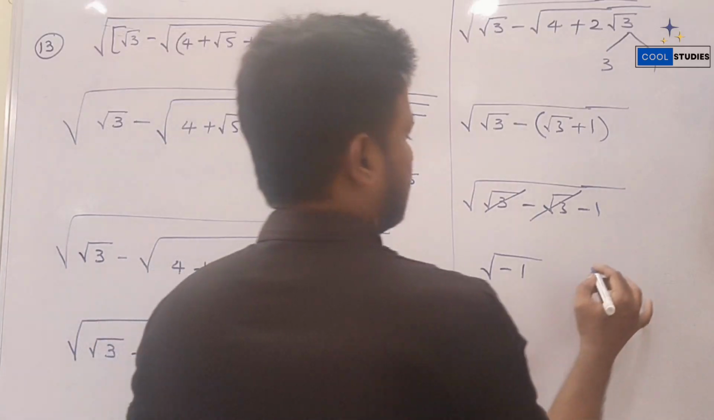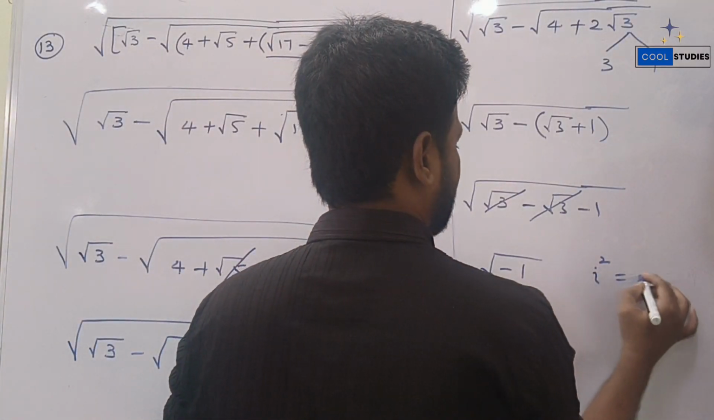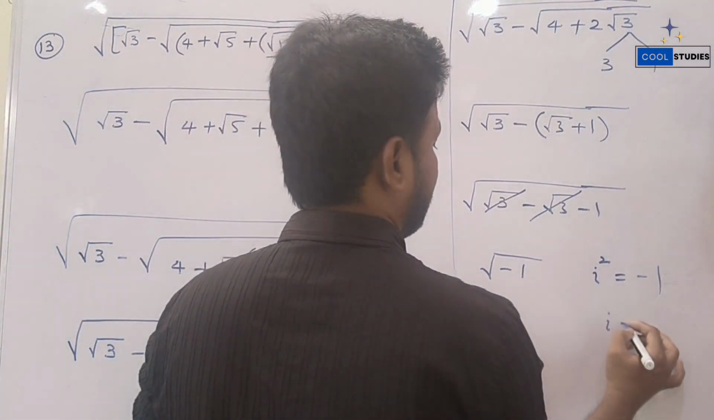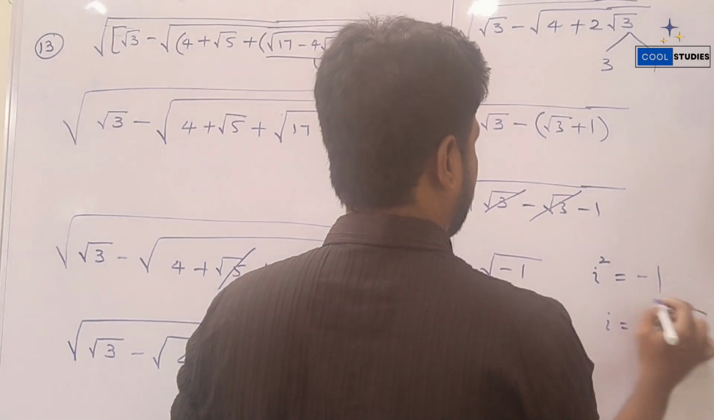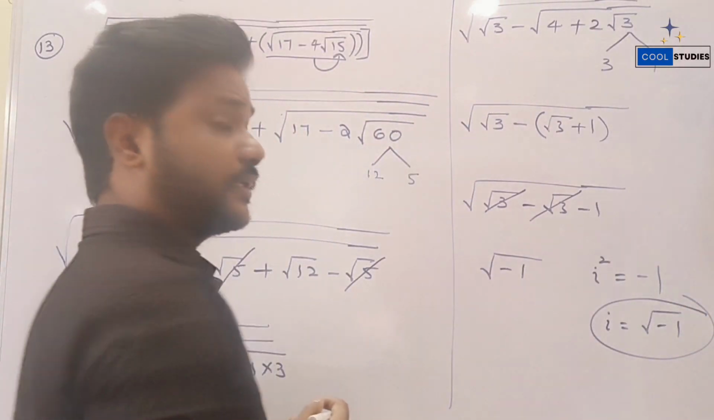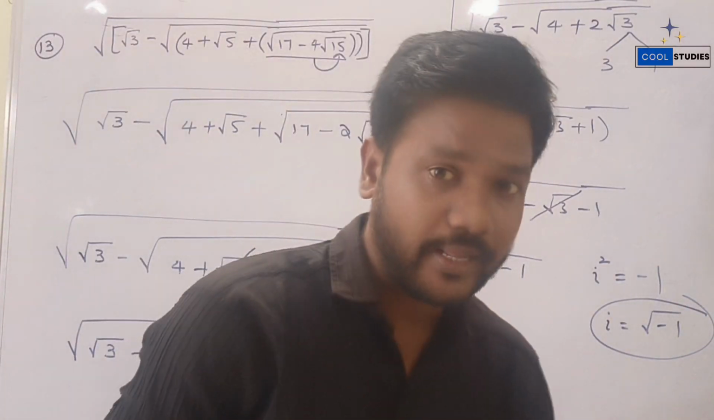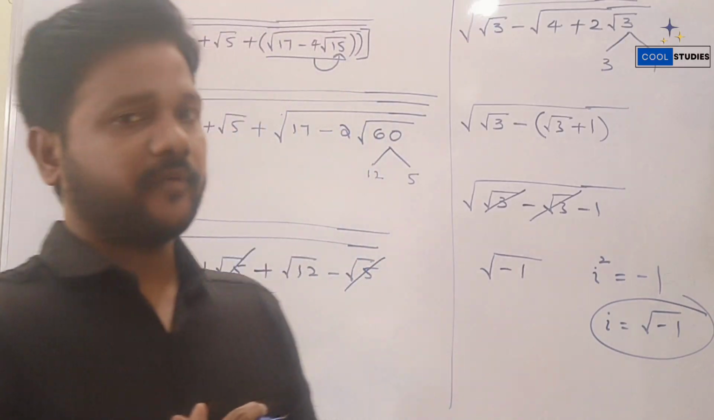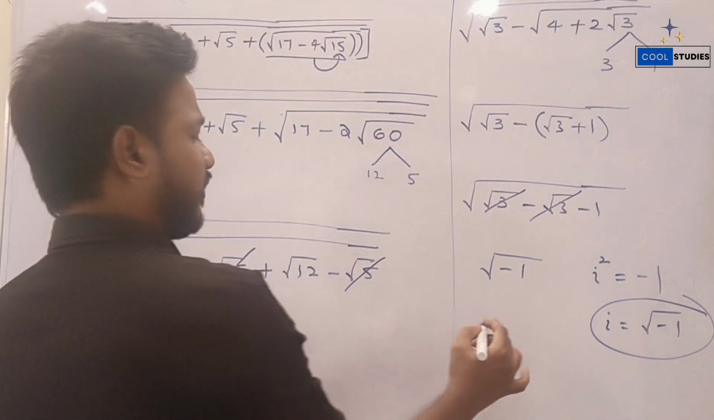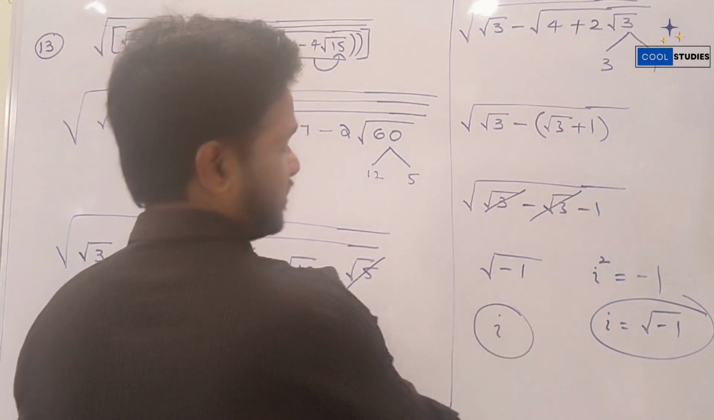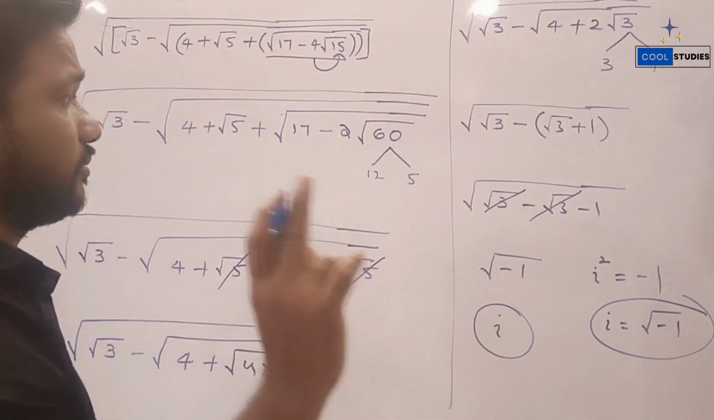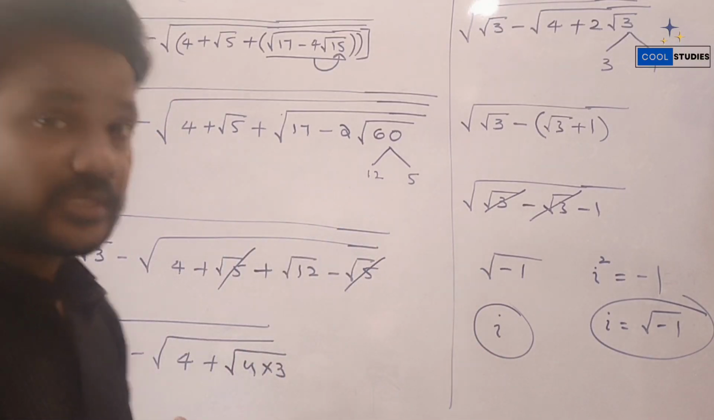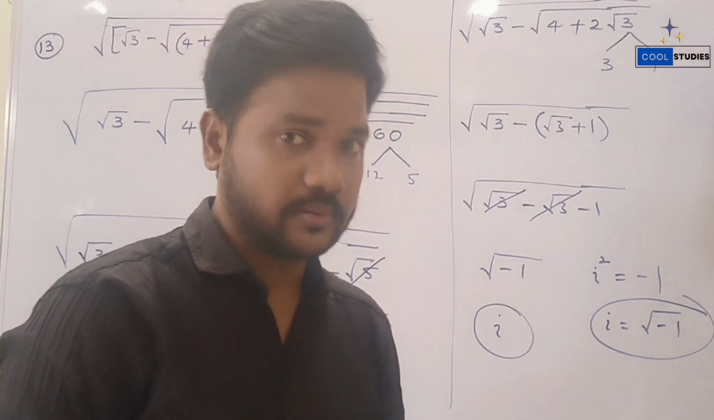Generally we know that the value of i square is minus 1. Then i value is root over minus 1. This i we call here iota. What we call here? Iota. So what is your final answer? i is your answer. Still if any doubt in this question, express your doubt in the comment box.